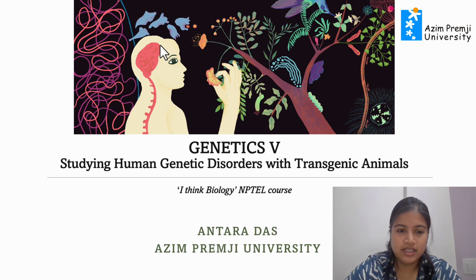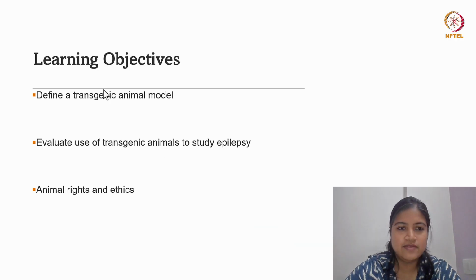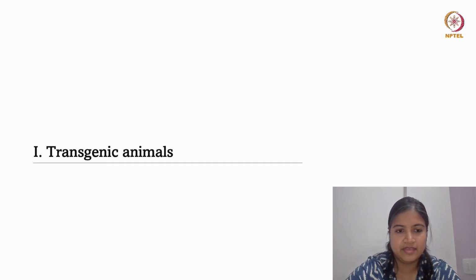Today we will be talking about studying human genetic disorders with transgenic animals. The main objective today would be to define a transgenic animal model, evaluate the use of transgenic animals to study epilepsy, and we will talk about animal rights and ethics towards the end.